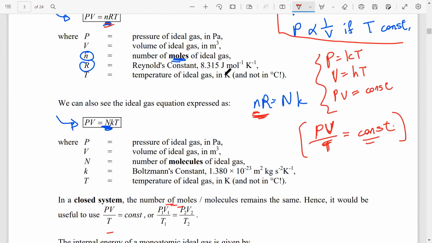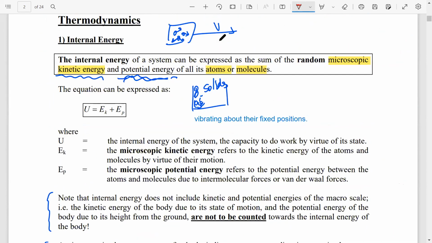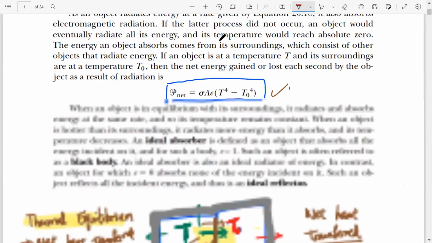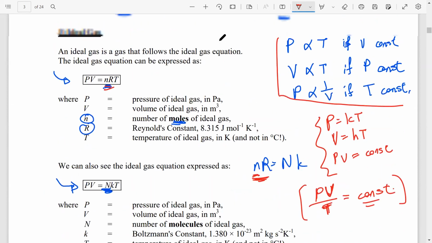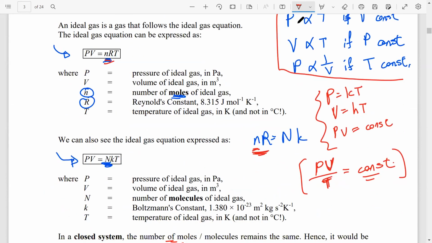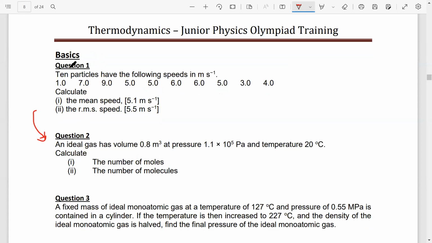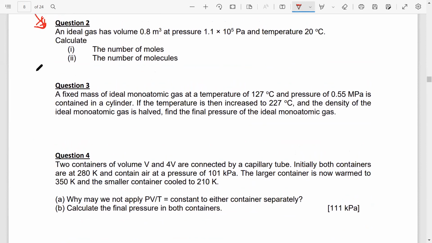Up to here, there is quite a fair bit of stuff. So far we have been through black body radiation, thermal equilibrium, internal energy, the zeroth law, the first law, and the ideal gas. Next we'll jump to the basic training. We'll go straight to question two, and come to question one later. I want to go through two, three, and four. You can pause the video and take a look at the questions.